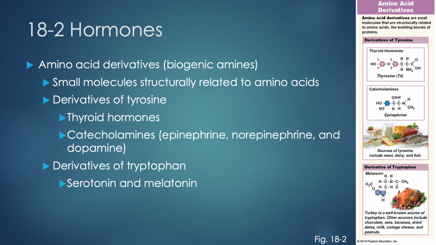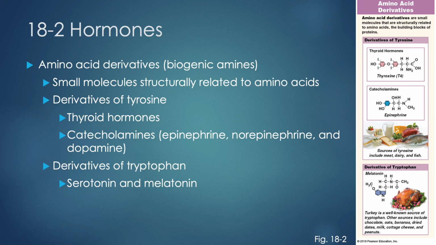Hormones that are amino acid derivatives are also known as biogenic amines, and these are small molecules that are very closely related and specifically structurally related to amino acids. So some of them are going to be derivatives of tyrosine, and some of them are derivatives of tryptophan. So those that are derivatives of tyrosine include all of our thyroid hormones and catecholamines. The catecholamines include epinephrine, norepinephrine, and dopamine. The derivatives of tryptophan will include serotonin and melatonin.